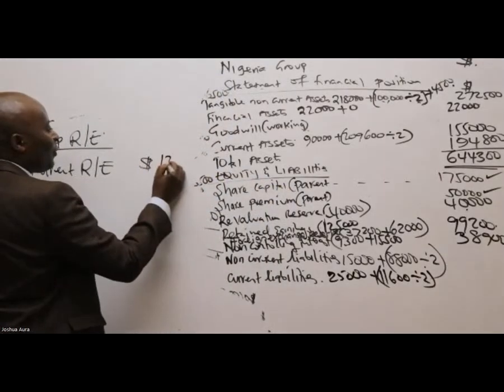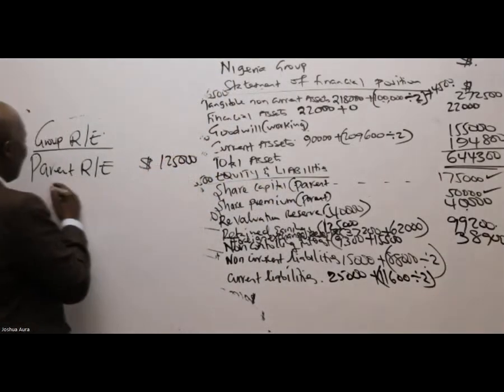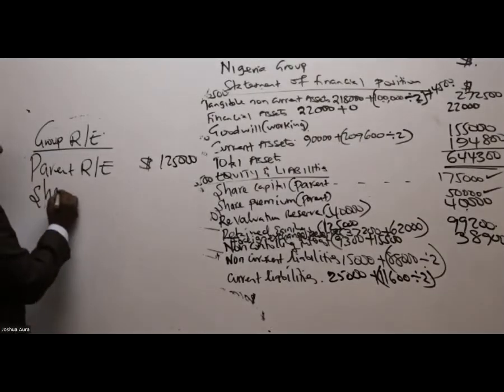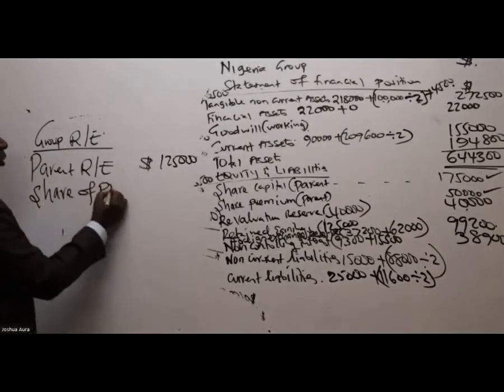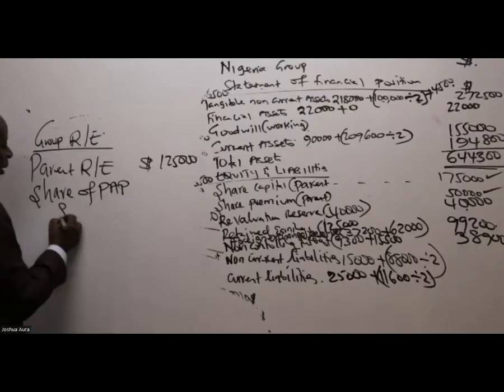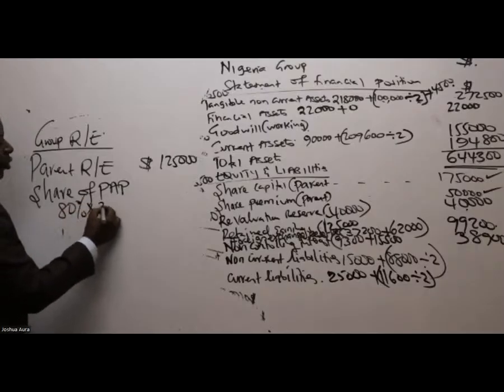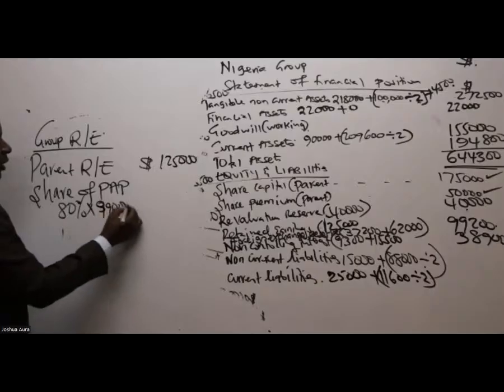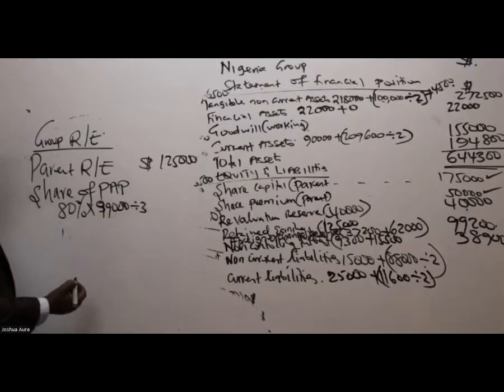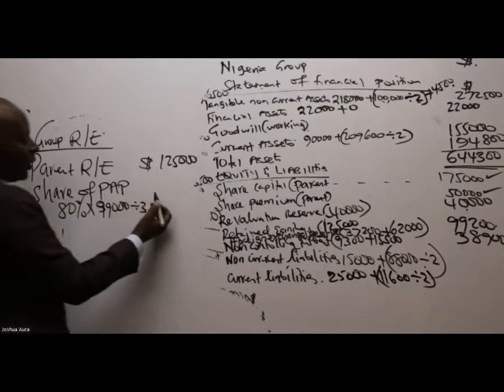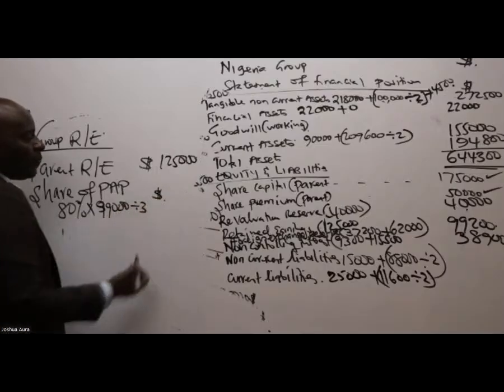So remember here we can only bring the share of POP alone. Share of POP will be 80% of the 33 or 99,000, but divided by 3. So could you kindly give me this figure? Itakuja kuwa ngapi somebody?